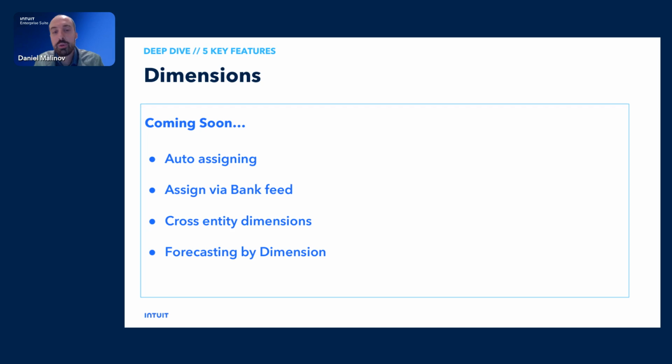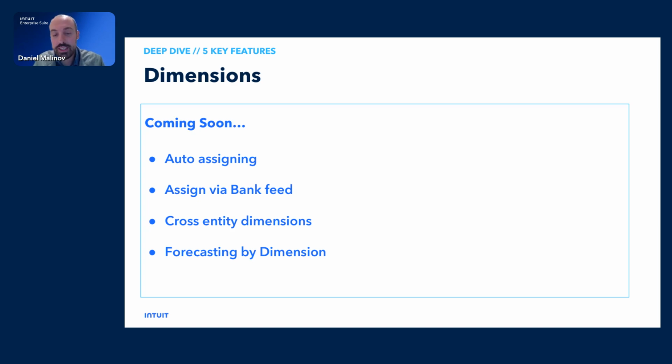We're going to have cross-entity dimensions. As I mentioned before, you'll be able to control your dimensions at the parent level, or rather at the aggregate level across all the entities in the group. But you'll also be able to run reports. So multi-entity reports, multi-entity and multi-dimensional reports as well.